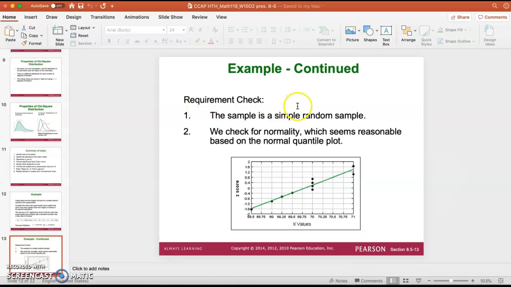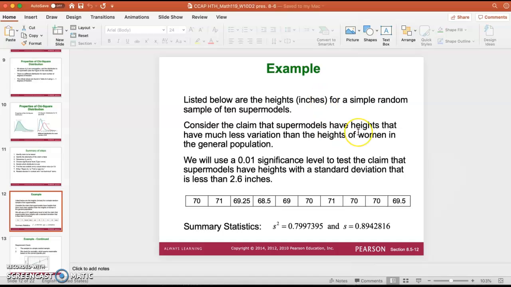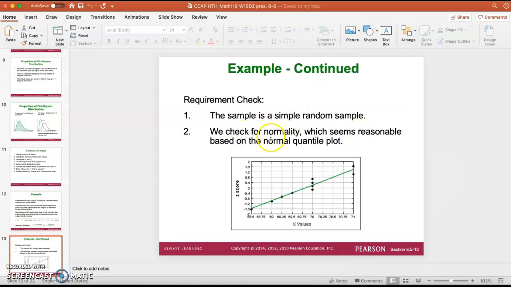So now someone checked that we had a simple random sample. We were told that we had a simple random sample, so we're all good there. Again, we'll usually be told that we're working with a normal distribution or from a normal population, but this is a quick way to check using a quantile plot. Don't have to worry too much about this. We'll just give a quick recap.